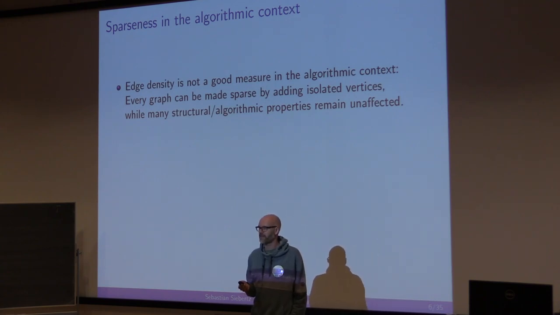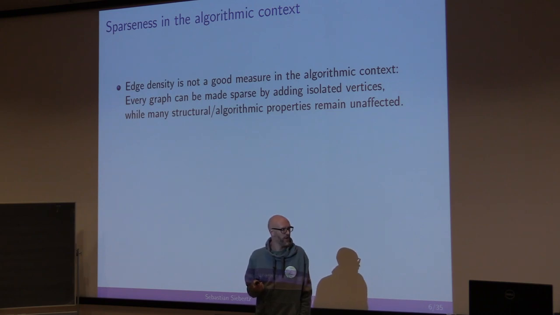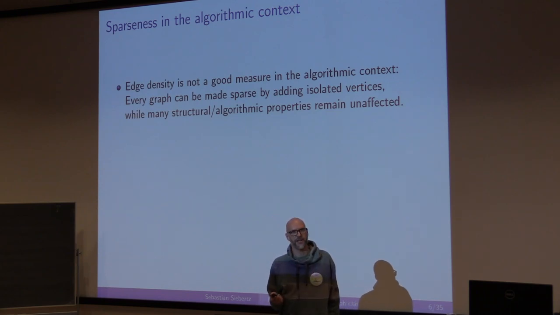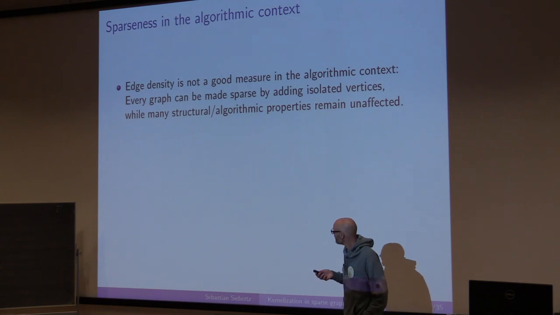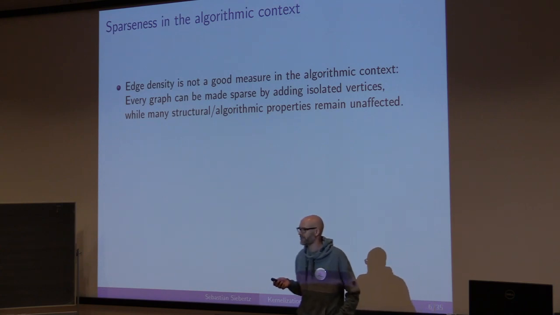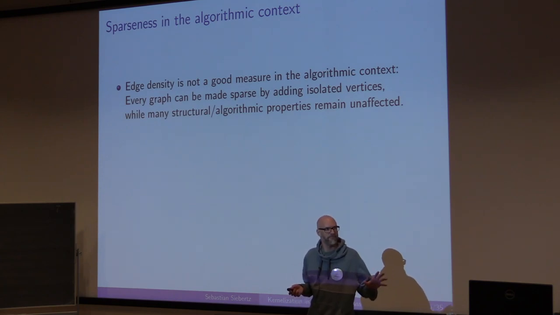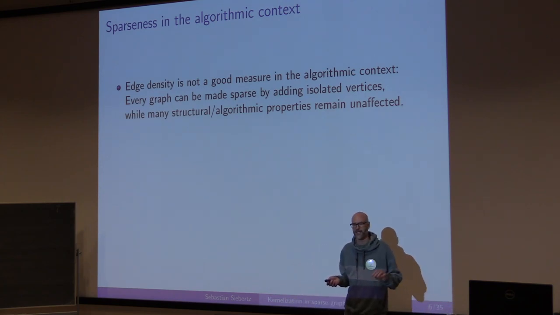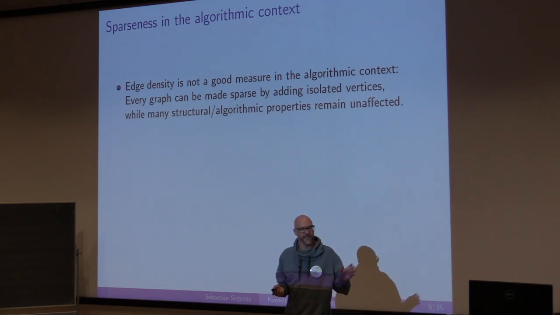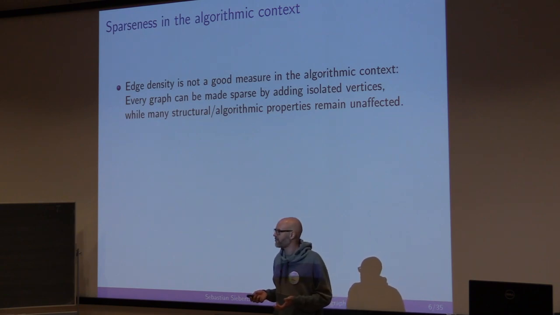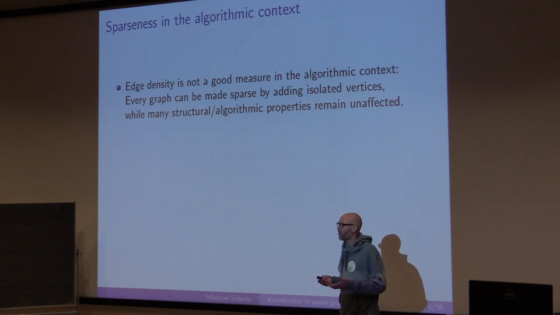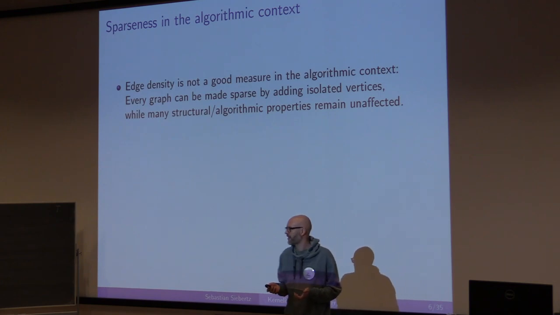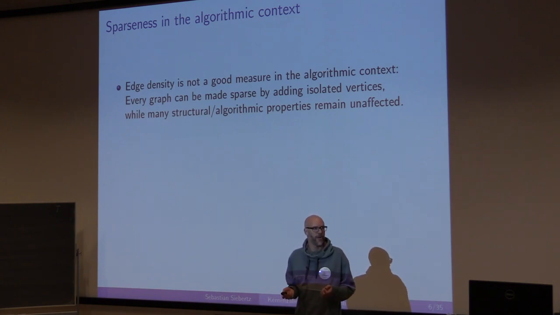Usually when we speak about sparse graphs, we just mean the number of edges divided by the number of vertices should be small. This is not a very robust measure in the algorithmic context, because every graph can be made sparse by just adding some isolated vertices. If you add n squared many vertices, then you will have small edge density. Yet the structural and algorithmic properties of your graphs will not change a lot for many problems, like the vertex cover problem or dominating set problem.